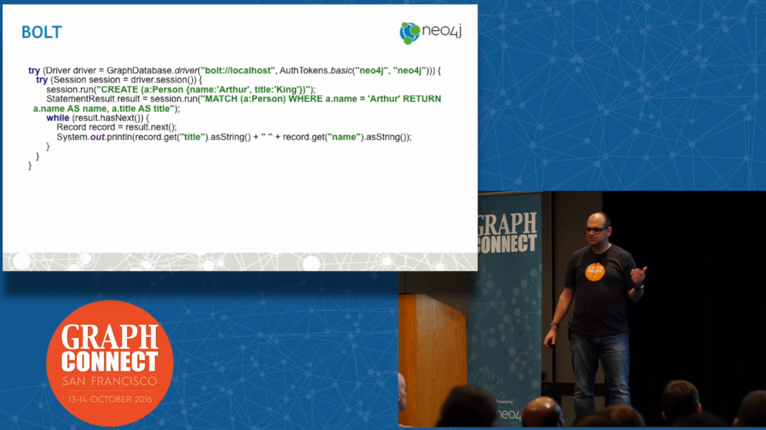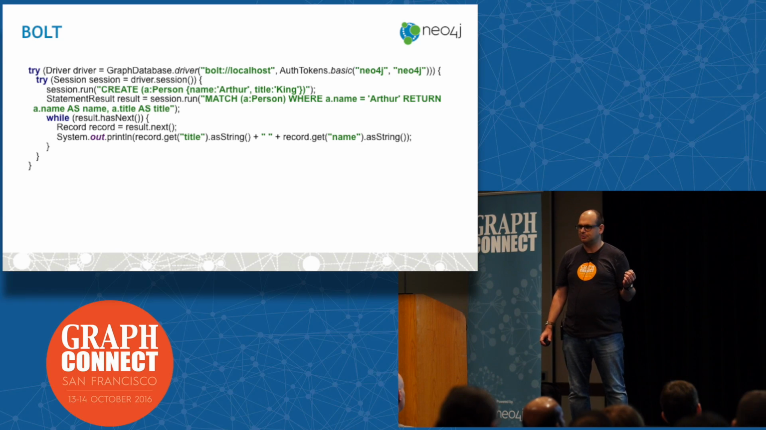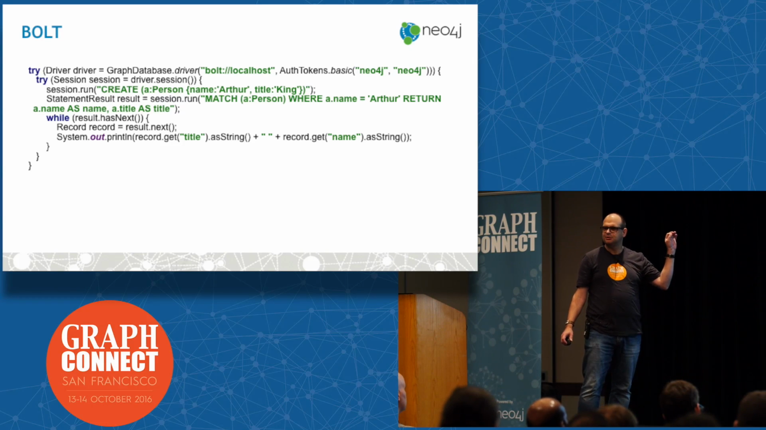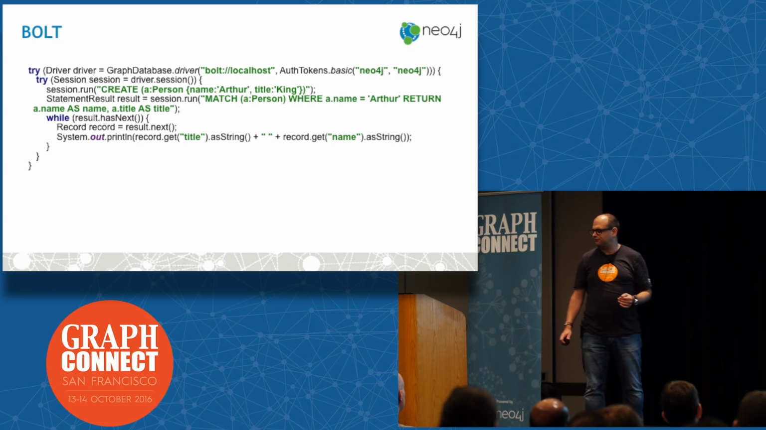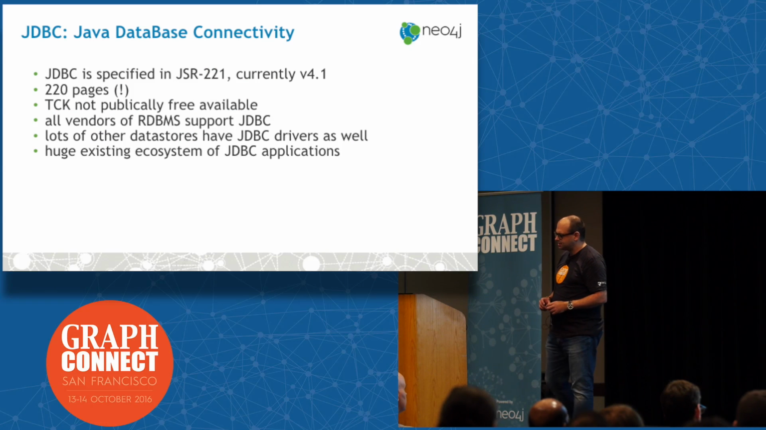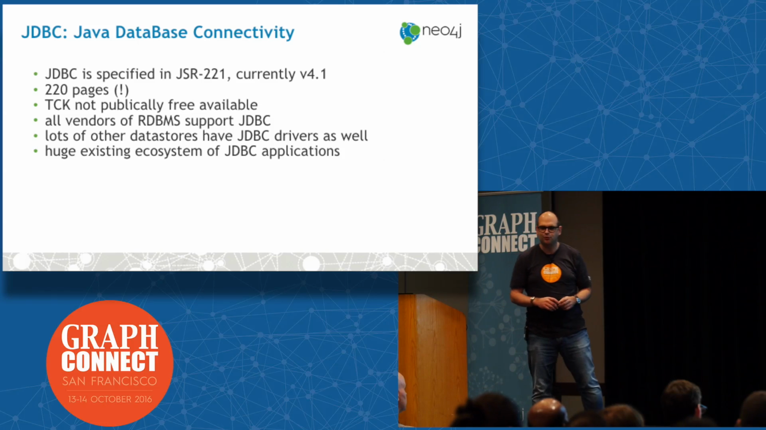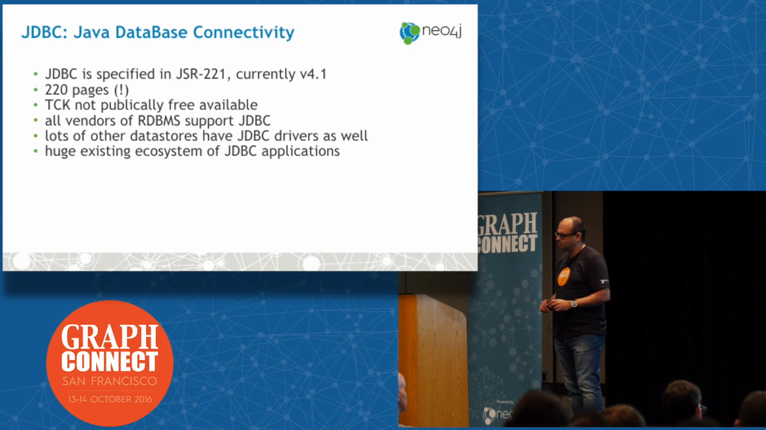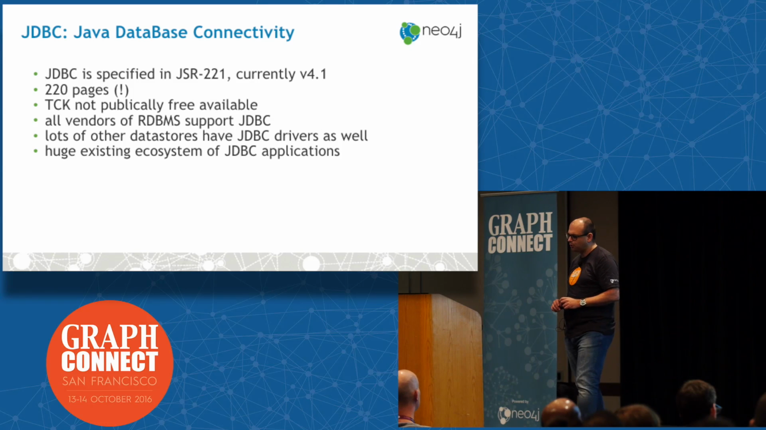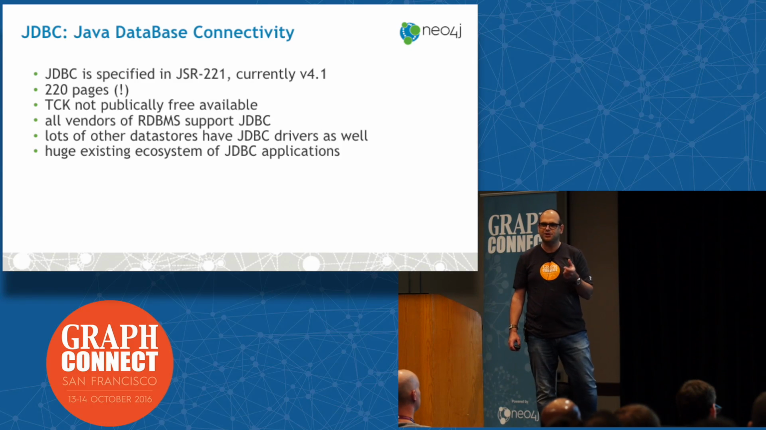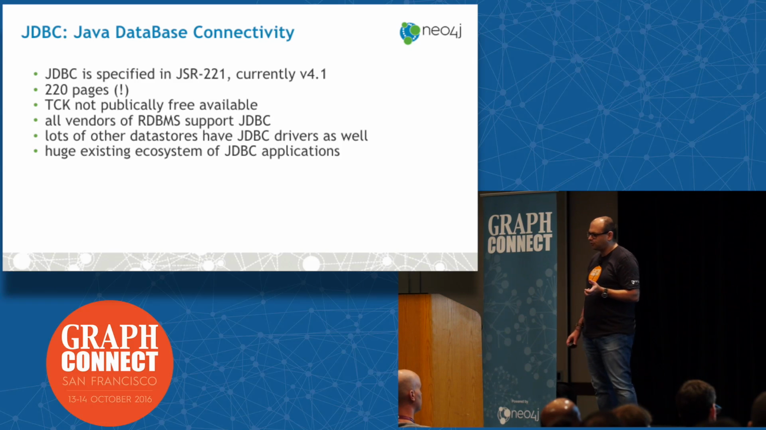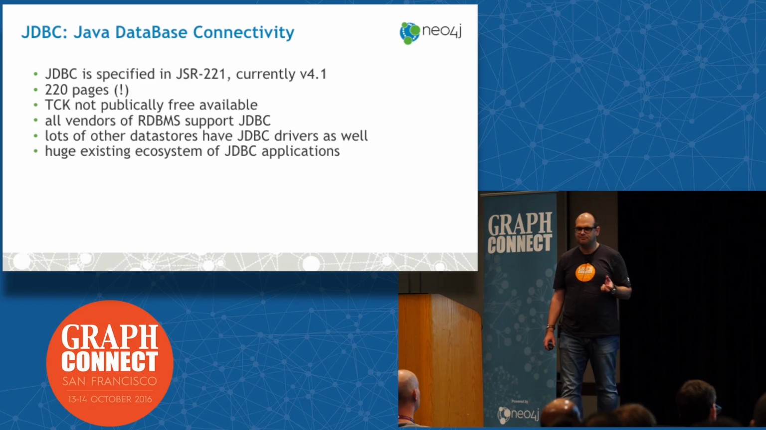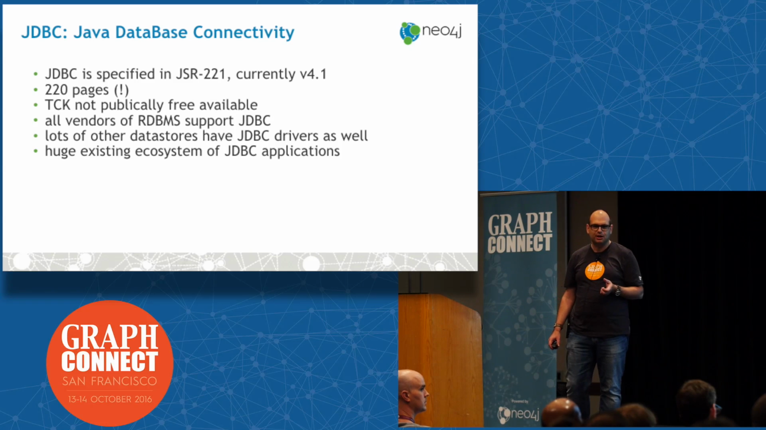Okay, who of you is somehow familiar with the JDBC API? Okay, some of you. So you will notice that we have a database, we have a session, we have a result. That somehow fits the API language of JDBC. In fact, JDBC is specified in a JSR. It's JSR 221. Currently, the most recent is version 4.1. The document, the PDF, has 220 pages, so it's far from being something lightweight. There exists a TCK from Oracle for that, but that one is not publicly freely available. At least I didn't find it.